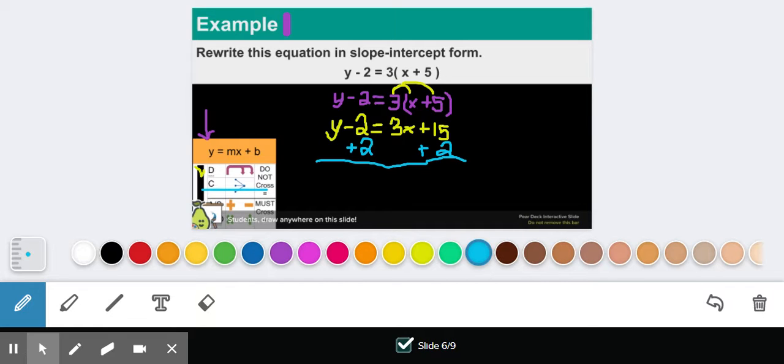Okay. So now I'm going to have y equals 3x, and then I know when I use my calculator or Desmos, I know that 15 plus 2 is 17.